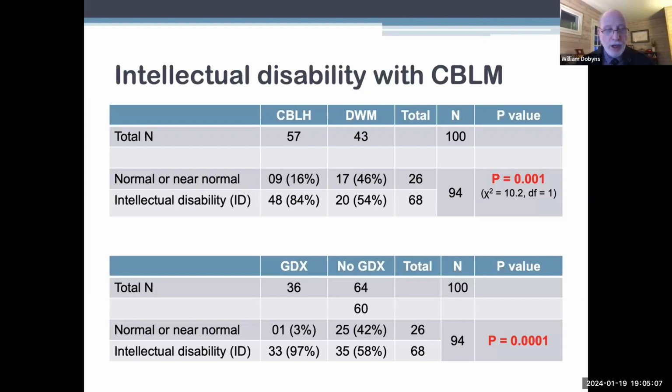Now, if we did not make a genetic diagnosis, what was the yield? Well, we found normal or near normal development in 25 out of 64, or 42%. And so, how do you counsel when you see cerebellar abnormalities prenatally or early postnatally? And here, I think, are the answers. So one, if you have classic Dandy-Walker malformation, the likelihood of a good developmental outcome is much higher, particularly if you do not see hydrocephalus and if the genetic testing is normal.